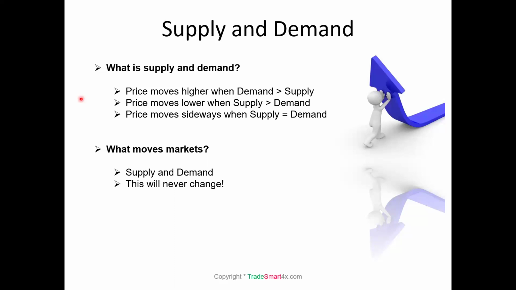But the beauty of supply and demand is that it will never change. It doesn't matter what happens technology-wise. Markets will always move based on supply and demand, whether through algorithms, whether through people trading them, it does not matter. So your job is to identify where is that supply and demand on the chart. And if you know where that is, you'll know where the market's moving from and moving to. Everyone understand?